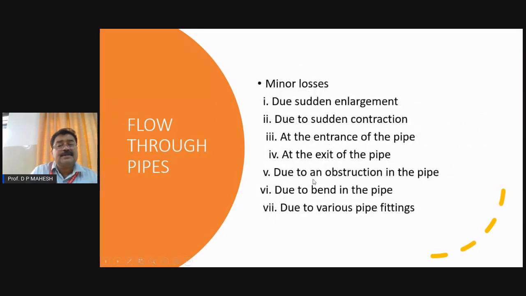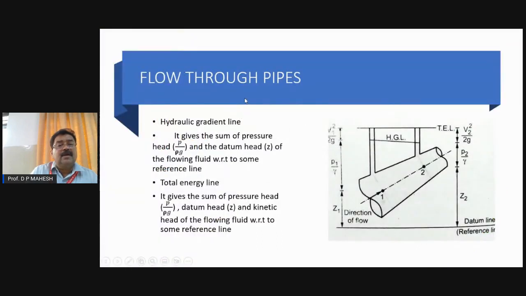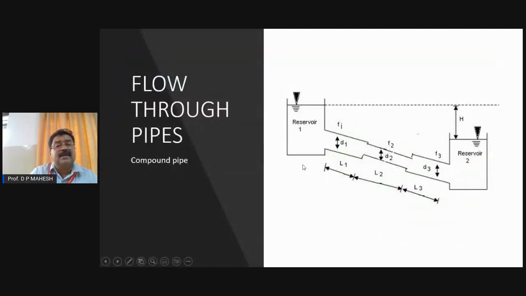These are the various types of losses: due to sudden enlargement, due to sudden contraction, and likewise, the liquid is going to lose energy due to any of these reasons. And this is called a pipe. Normally there are two types of lines, one called the hydraulic gradient line, the other called the total energy line. The hydraulic gradient line is the sum of the pressure head and datum head of the flowing fluid with respect to the reference line. The total energy line is the sum of all three heads with respect to some reference line.